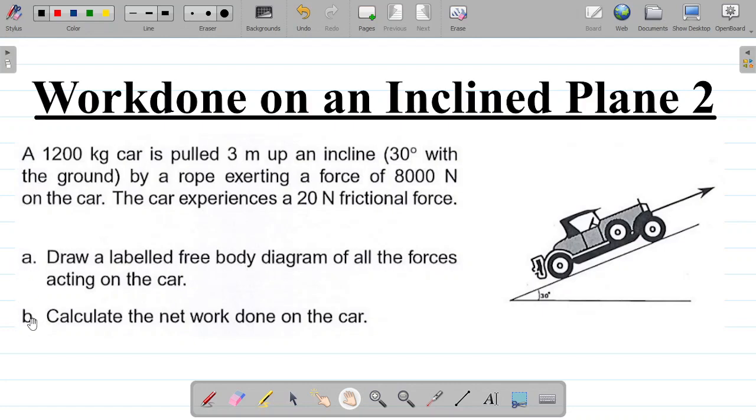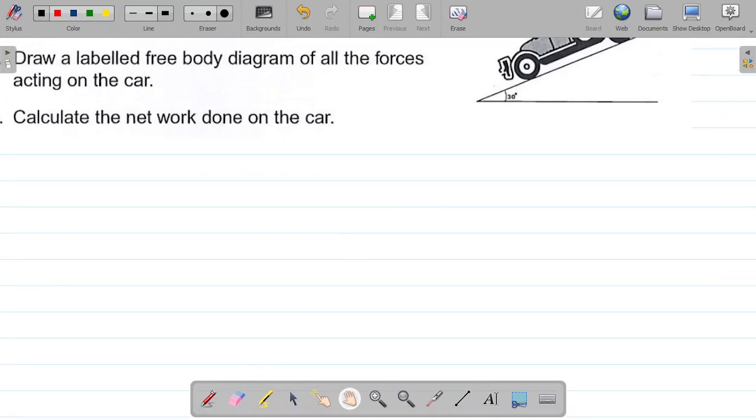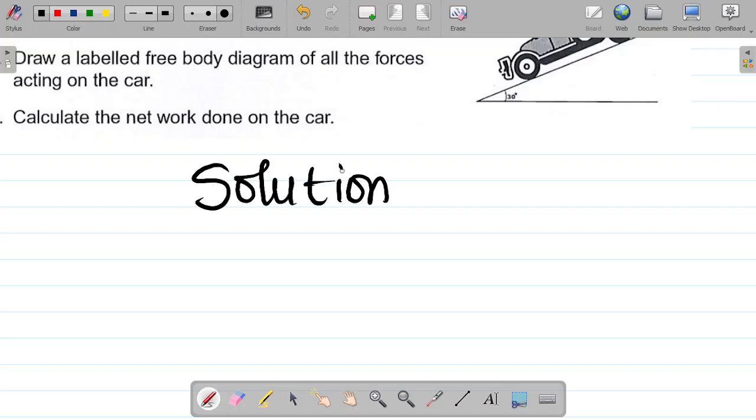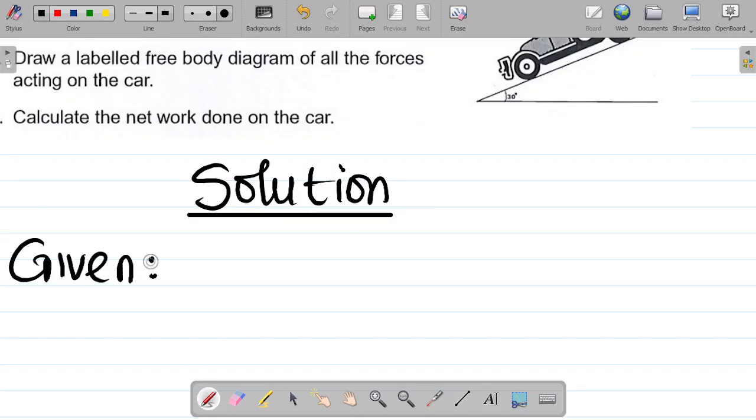That's the A part. B part says calculate the net work done on the car. So you have this for a reference. As usual, our first task would be to list out all the parameters at play in this question. Solution: let's list out the given parameters.